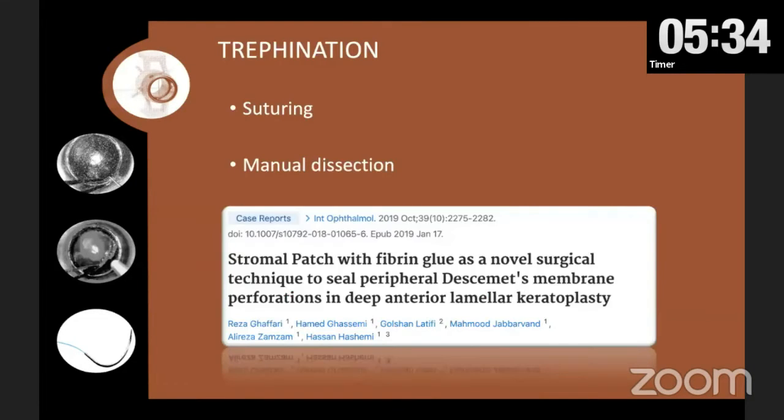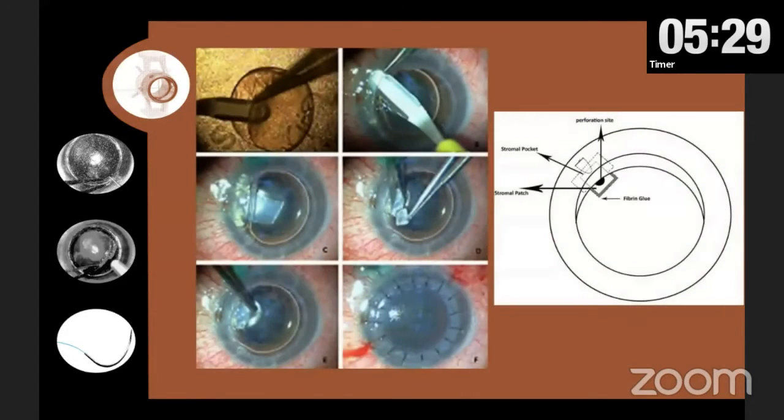In an interesting case described by Ghaffari et al., there was a perforation during trephination and they used a stromal patch graft to seal it. Here, a small stromal patch was taken from the patient's anterior stromal lenticule and it was secured after creating a small pocket in the area of the trephination just above the perforation. This area of the stromal patch graft was secured with a suture and this area was secured with fibrin glue after sealing it. Then the donor lenticule was sutured in place. What is important here is to ensure that the new stromal tissue straddles the area of perforation to provide a complete seal.